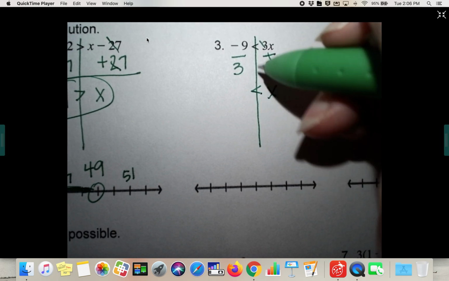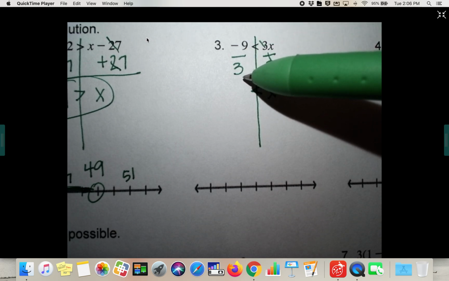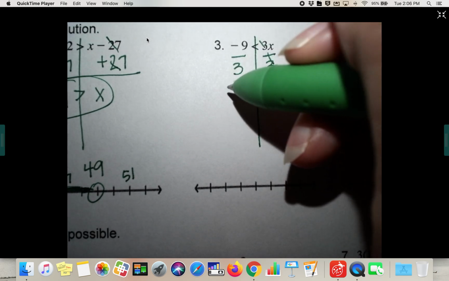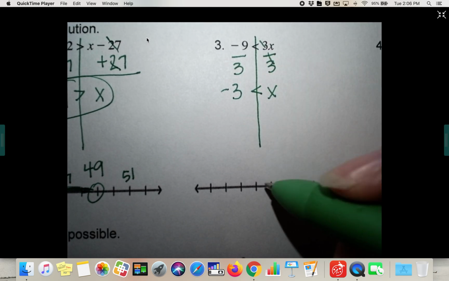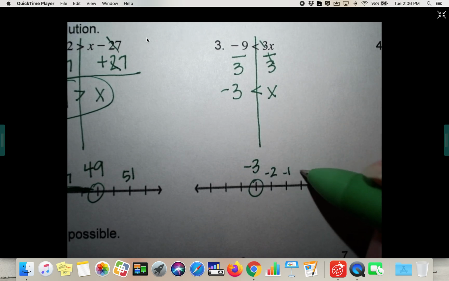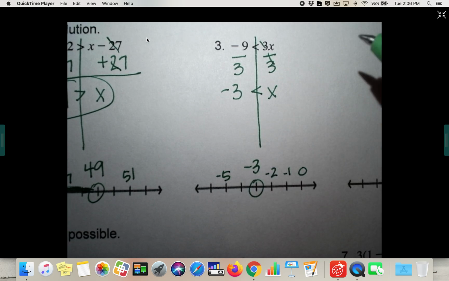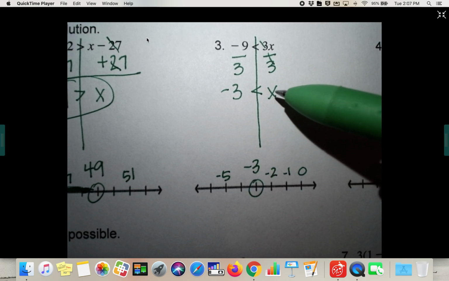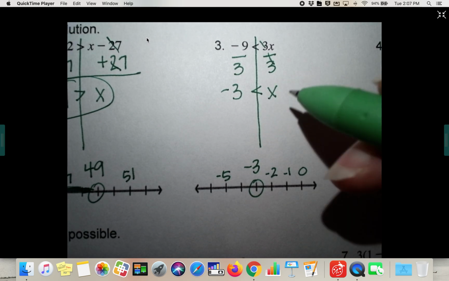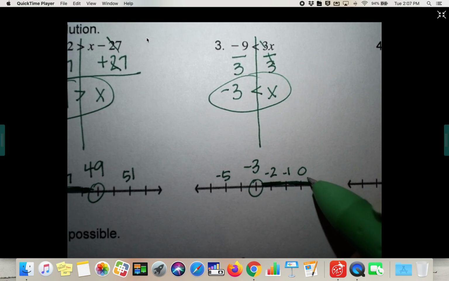Bring down your x. Remember, it's a negative 9, but we're not dividing by a negative or multiplying by a negative. So we're not going to switch the symbol. This would just be negative 3. So, and then when I go to plot negative 3 here, negative 2, negative 1, 0. So read it from the variable to the answer. So x is actually greater than negative 3. So x is greater. To the right is greater.